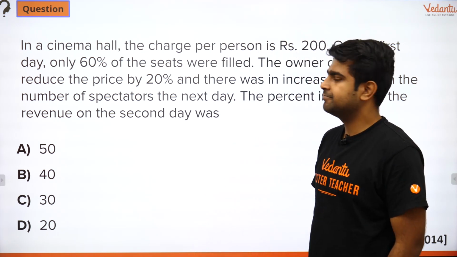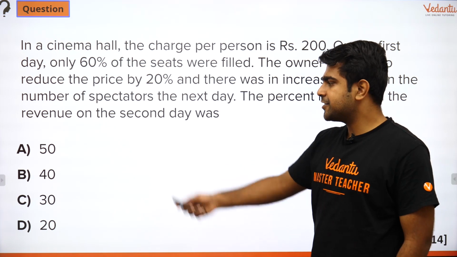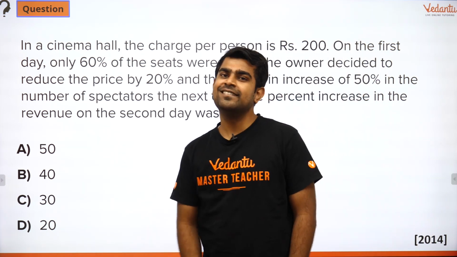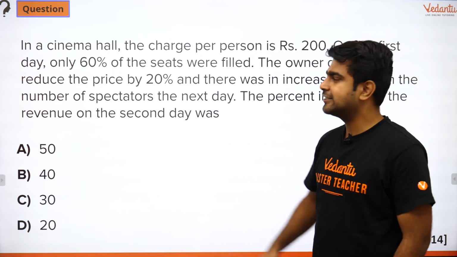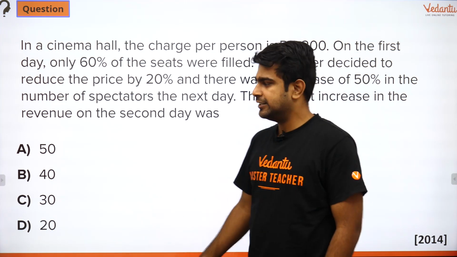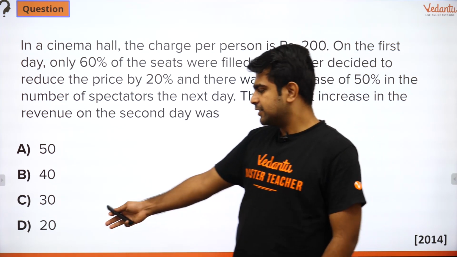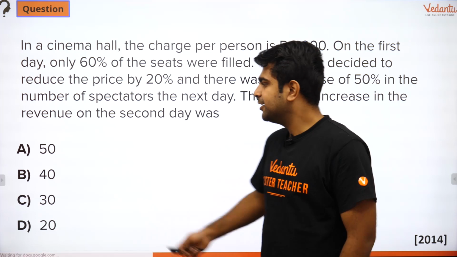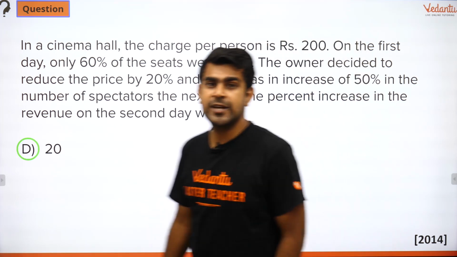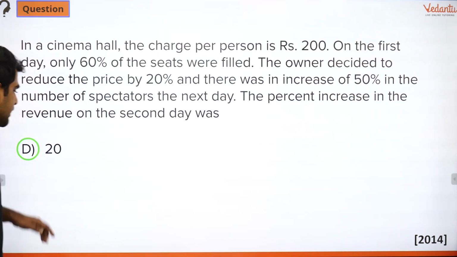Let's try to solve it now. Shall we? Any guesses? Was it 50? So the answer is 20, guys. It was not a great move, but still he made profit, so he should be happy. The answer is 20 for this question. Let's see how we solve that. Let's start from scratch.